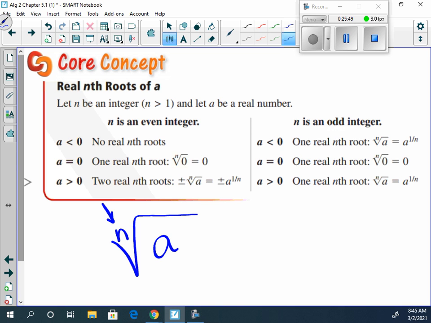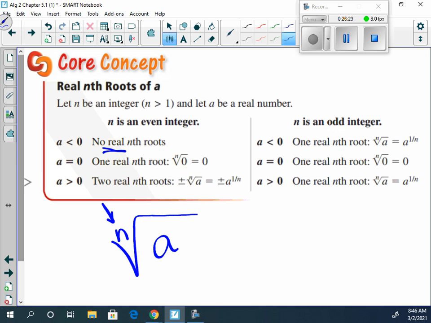Now, if a is less than 0, what does that mean? a is negative. Can we take the square root of a negative number? Well, we can. It just won't be real, it'd be i, which is imaginary. We wouldn't have any real roots. Now, if a is equal to 0, well, the square root of 0 is 0. I mean, no matter how many times we multiply 0 by itself, it's still 0.